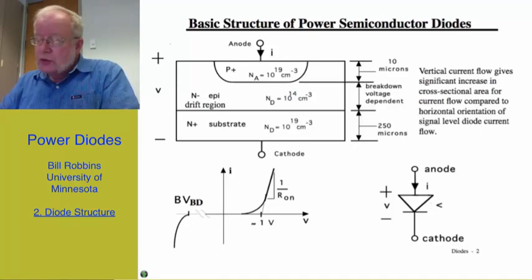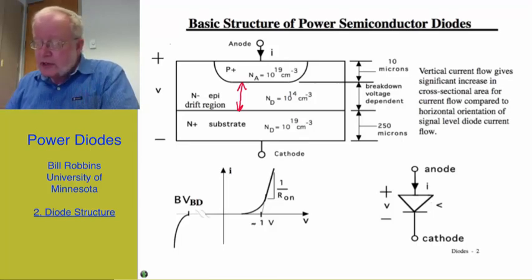There are three layers to the power diode: a P plus anode region, which is very heavily doped; a more lightly doped epitaxial region, which is often called the drift region, and the thickness of this drift region, which I'm illustrating right here, is dependent on the breakdown voltage requirement. And finally, we have a very heavily doped N plus substrate, which the cathode is connected to.